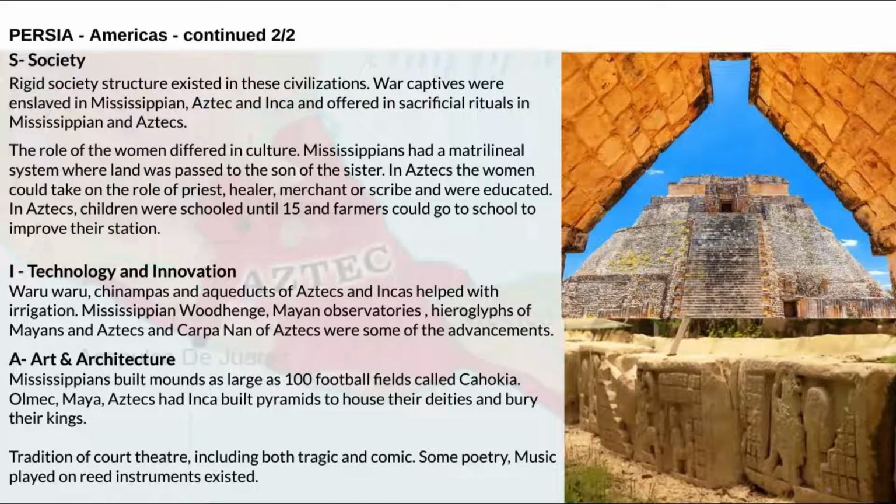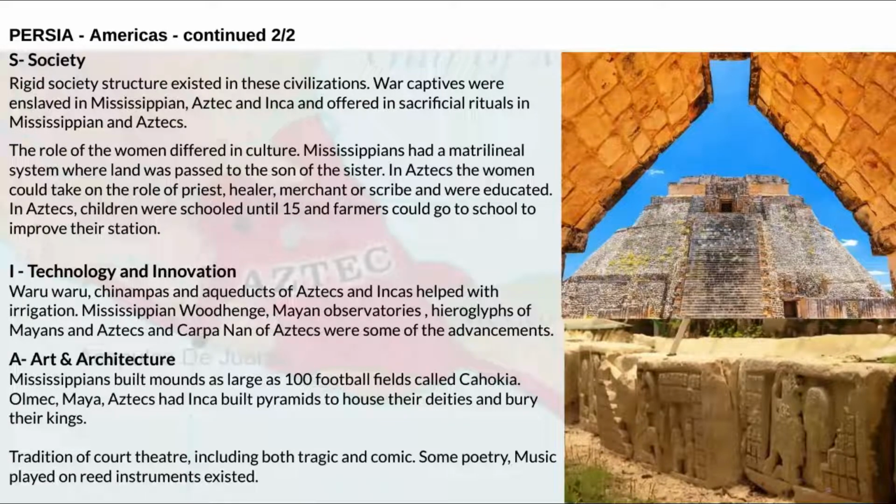Society. Rigid society structure existed in these civilizations, where captives were enslaved in Mississippian, Aztec, and Inca and offered in sacrificial rituals in Mississippian and Aztecs. The role of women differed in culture. Mississippians had a matrilineal system where land was passed to the son of the sister. In Aztecs, the woman could take the role of the priest, healer, merchant, or scribe and were educated. In Aztecs, children were schooled until 15 and farmers could go to school to improve their station.